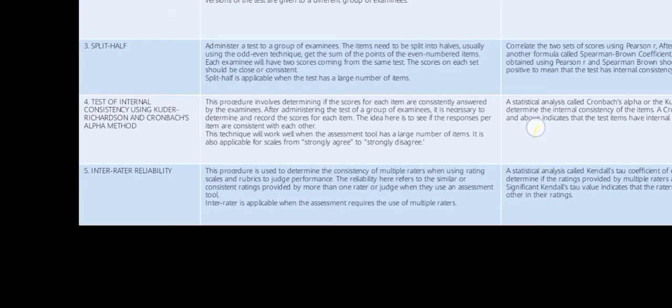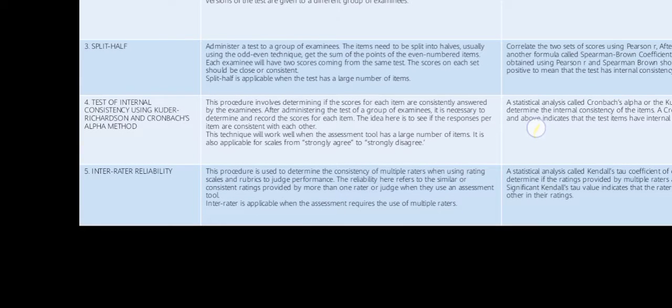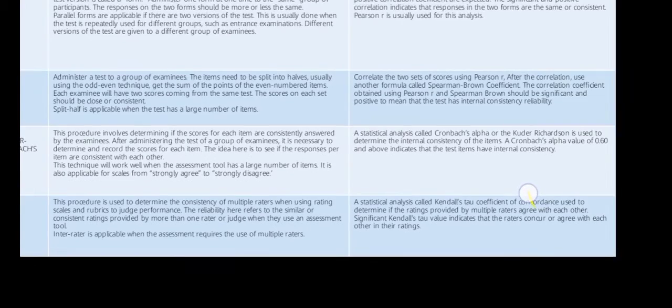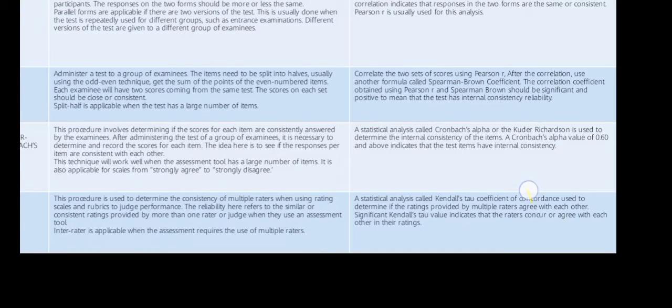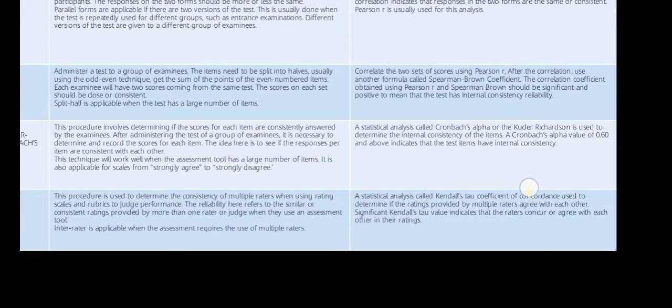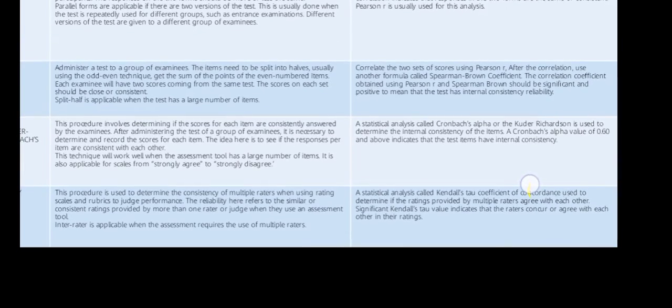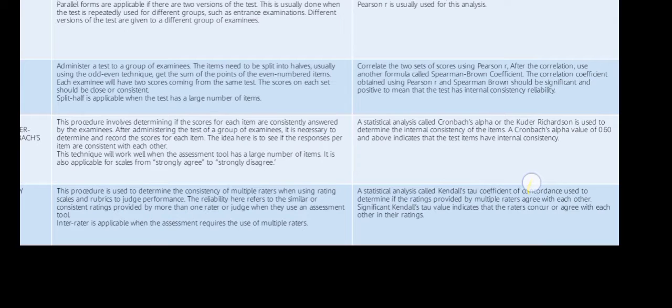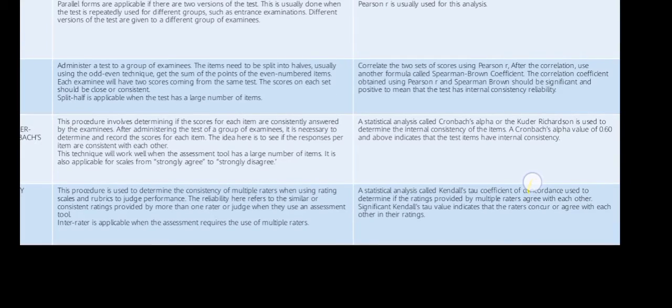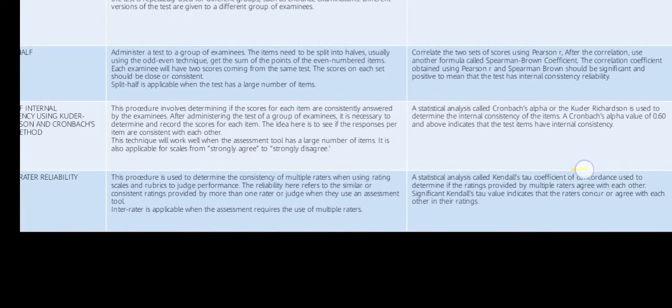This technique will work well when the assessment tool has a large number of items. It is also applicable for scales from strongly agree to strongly disagree. The statistical analysis called Cronbach's alpha or the Kuder-Richardson is used to determine the internal consistency of the items. A Cronbach's alpha value of 0.60 and above indicates that the test items have internal consistency.